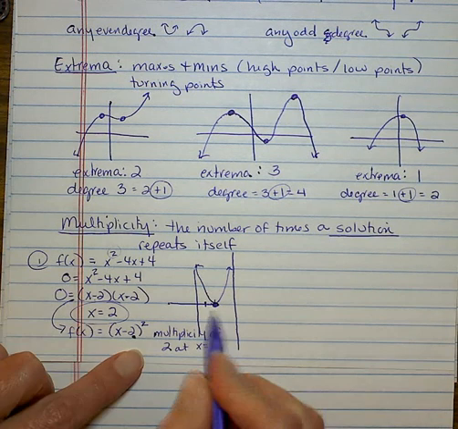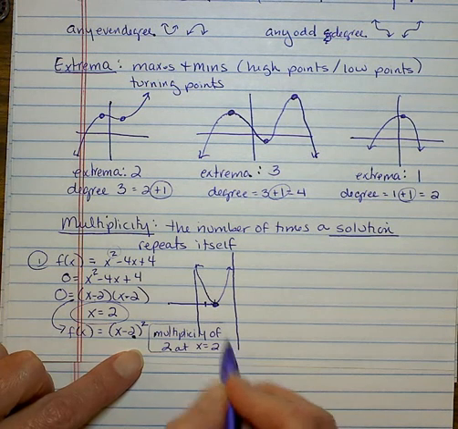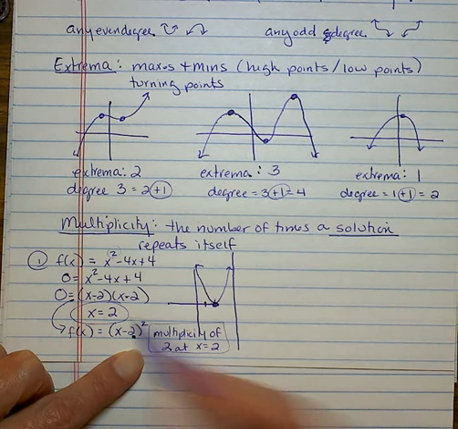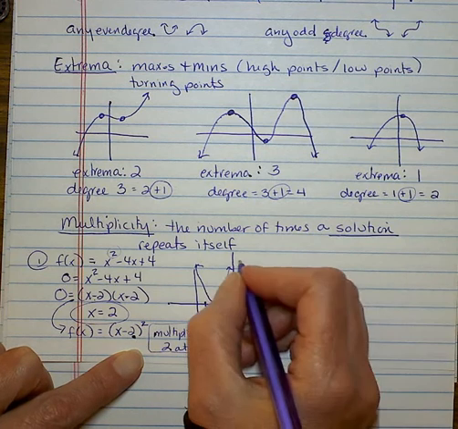Okay, so don't get too hung up on it. Multiplicity just means the frequency with which that zero occurs. Most of the time it's probably going to be just 1.